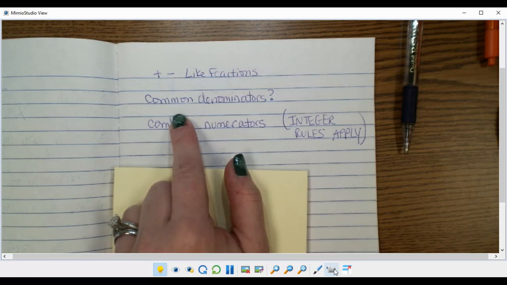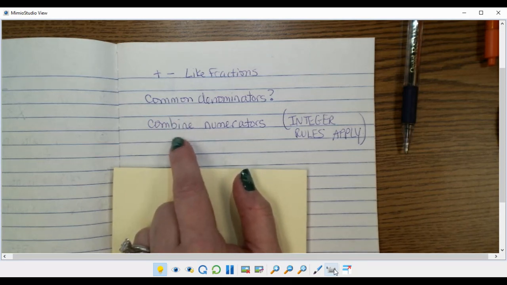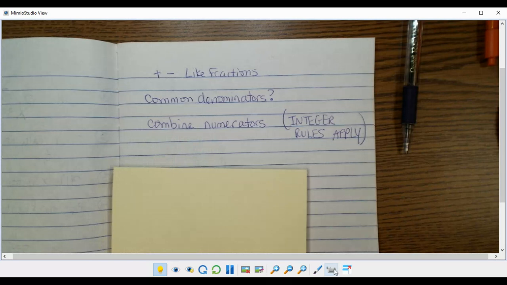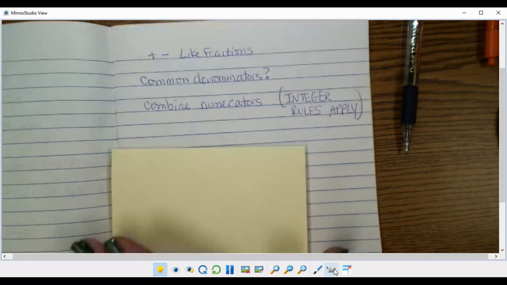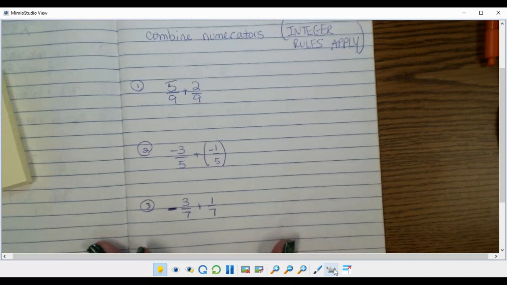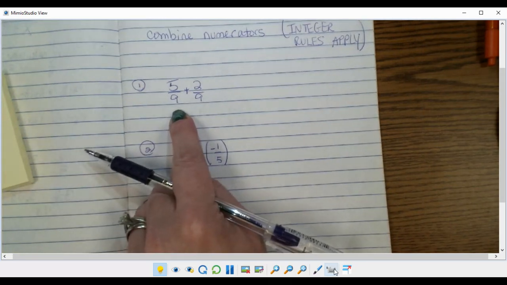Tomorrow you're going to have to convert them. Then all you're going to do is combine the numerators. And I say combine because it's a little more generic. It works for addition and subtraction. And you know, when we throw integers in there, sometimes you're adding, but you really subtract. Sometimes you're subtracting, but you're really adding. All of those integer rules still apply. So I have 3 examples for you that are strictly addition, and then 3 examples for you that are strictly subtraction. Our first one, 5/9 plus 2/9.